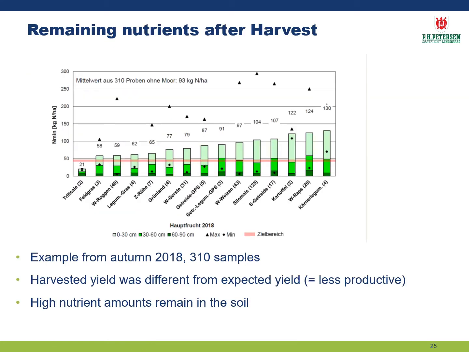After harvest of the main crop, there are sometimes more nutrients in the soil than expected. This is an example for autumn 2018, an average from 310 soil samples. The harvested yield was different from expected yield. The varieties were less productive than expected. High nutrient amounts remain in the soil.